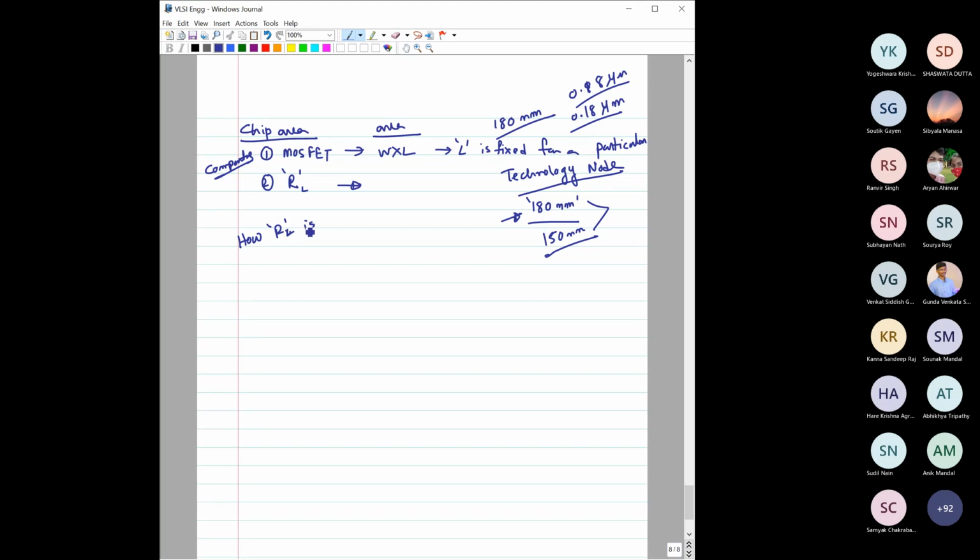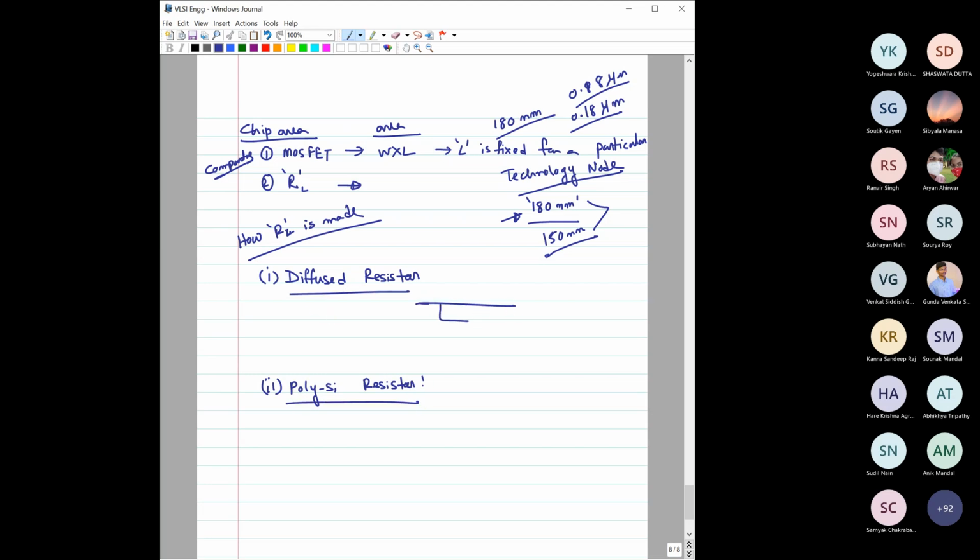So then how is the resistor made? There are two techniques by which it can be made. One is the diffused resistor. The other one is the polysilicon resistor. Diffused resistor means, suppose you have silicon, then you diffuse inside this silicon some region, say this N plus type.